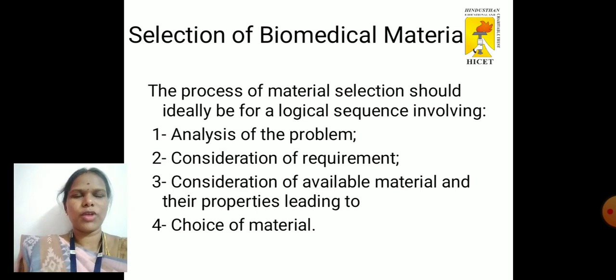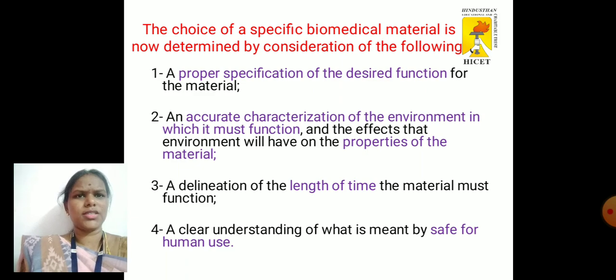The first step, you have to analyze the problem and consider the requirements, and third, you have to check whether the material is available and think about the properties of the material, and finally you have to choose the best material for your biomedical application. So the specific biomaterial is now considered with respect to the choice of biomaterials, with the proper specifications of the desired function.